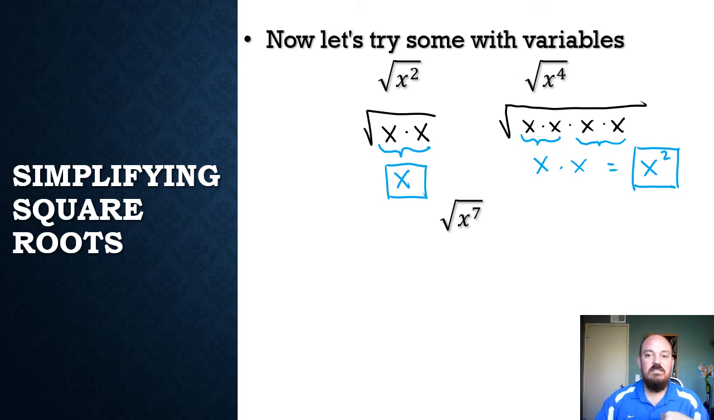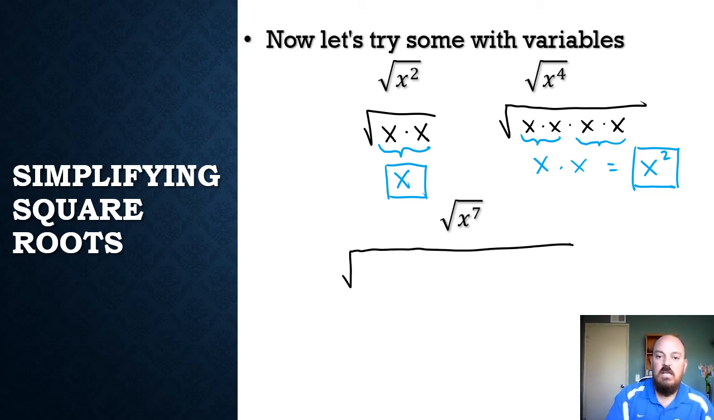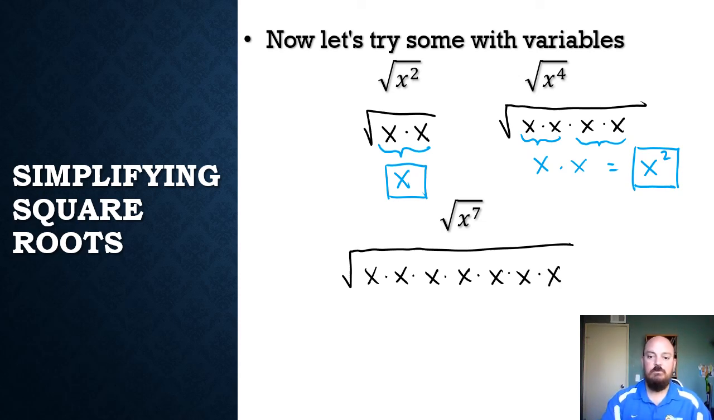All right, let's look at the x to the 7th. Let's go even higher power for x. So this time we have 1, 2, 3, 4, 5, 6, 7 x's all multiplied together. Well, these 2 become 1 x. These 2 become another, and we're multiplying them all together. These 2 become another, and there's 1 left over.